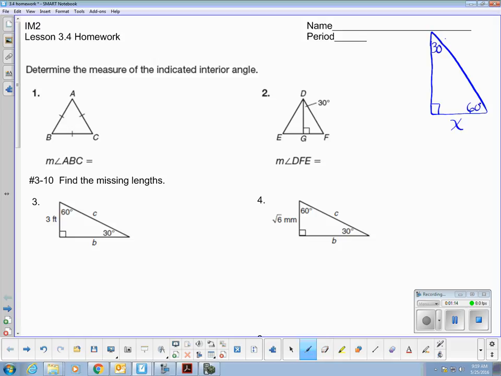If we know the length of the short leg, we simply double that length, multiply it by 2, to get the length of the hypotenuse. If we know the length of the short leg, we multiply that length by radical 3. We multiply x, the short leg, by radical 3 to equal the long leg.